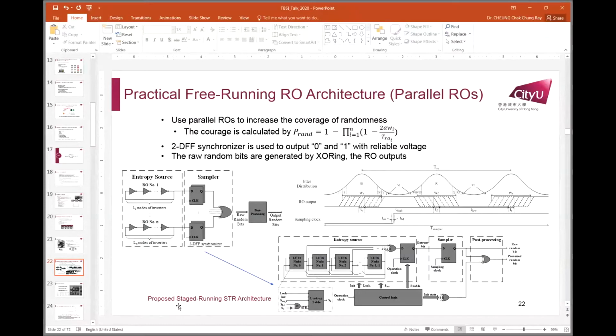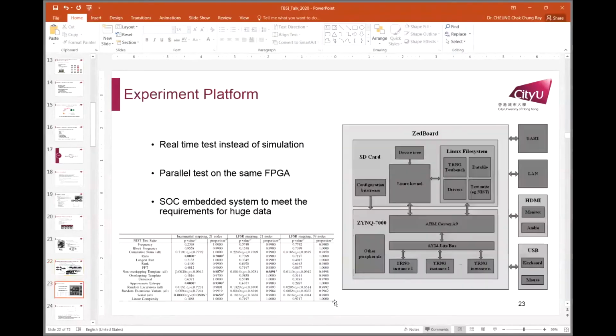In our recent publications and with our PhD graduate, we proposed a staged way of running this ring oscillator, and it appears to be pretty nice. That's why we developed our own true random number generator, which is one of the state-of-the-art designs. The result passes the NIST test and also the DIEHARD test, showing this is truly random data.